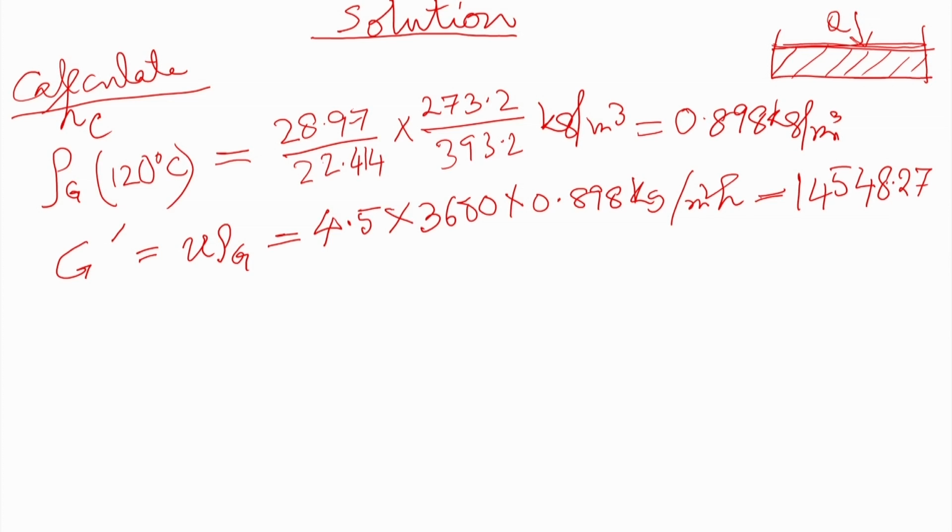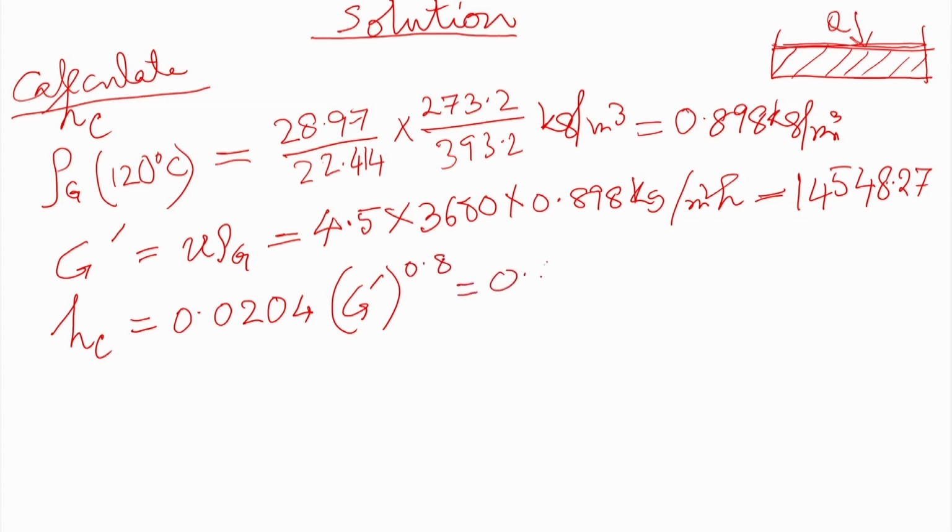Now we will get HC, which follows the formula that in general we use: 0.0204 into G prime to the power 0.8. So we put in 0.0204 into 14,548.27 to the power 0.8.